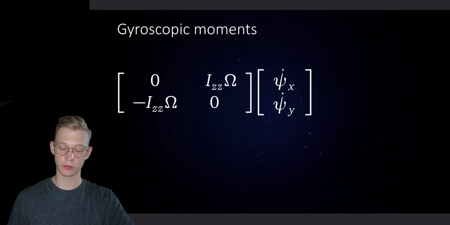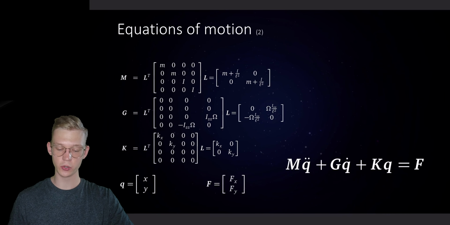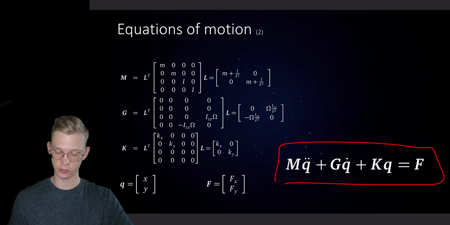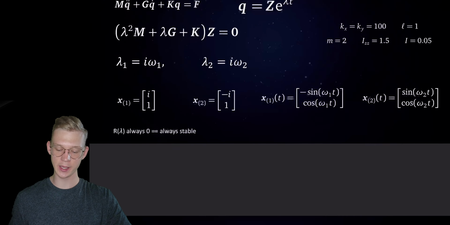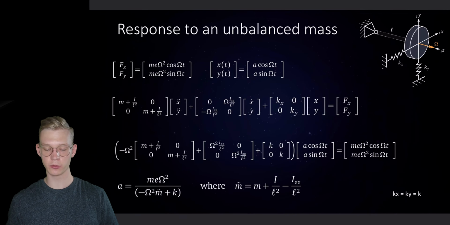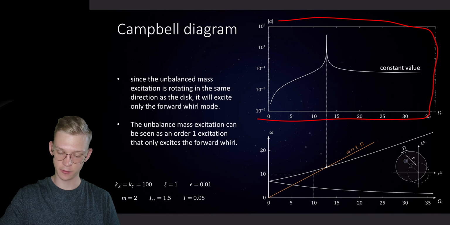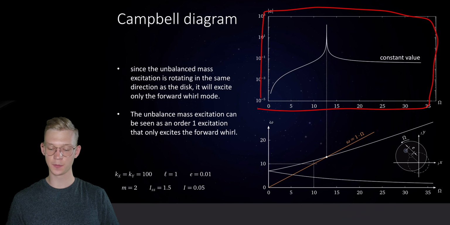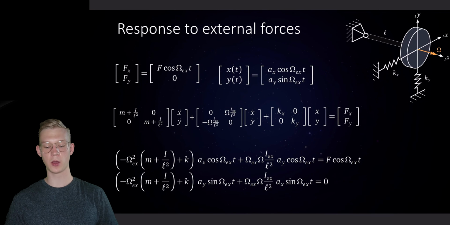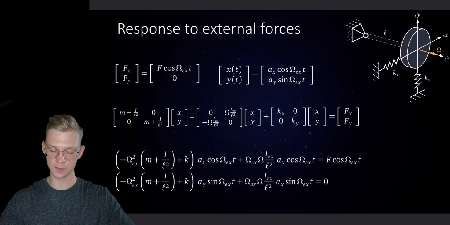So we talked about the gyroscopic moments, we got the equations of motion, this is our equations of motion, we got our eigenvalues, we talked about the Campbell diagram, this is the response to an unbalanced mass, where we had the frequency function right here. And now we're talking about a response to external forces.